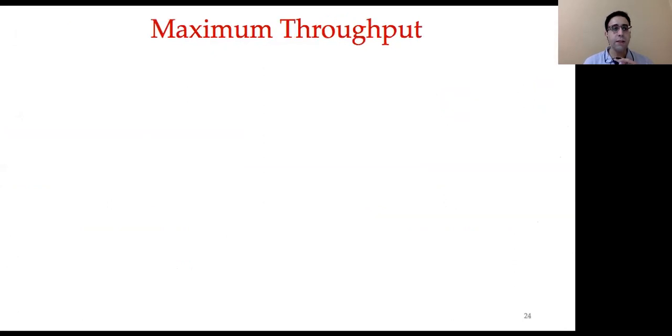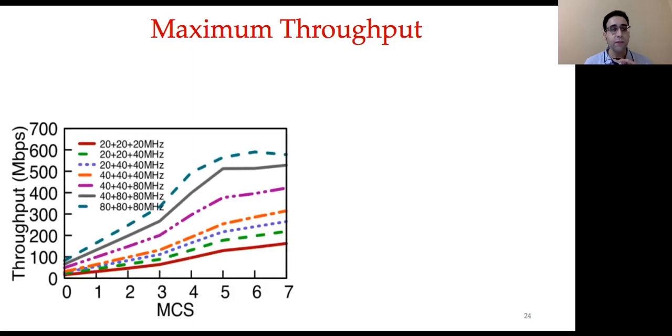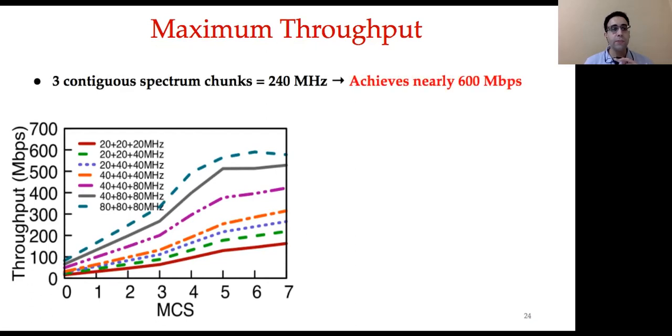So using that setup, we study the maximum TCP throughput that the WhiteHaul link can achieve when using 3 contiguous and non-contiguous TV white space spectrum chunks and with different configurations. So we have on the x-axis the MCS values configured for the 3 interfaces, and on the y-axis we have the throughput. WhiteHaul achieves maximum throughput close to 600 Mbps when it's configured to use 3 contiguous TV white space chunks with a total size of 240 megahertz.